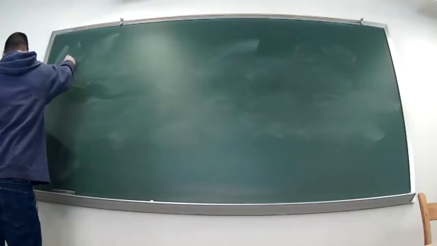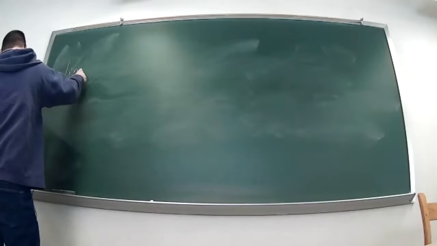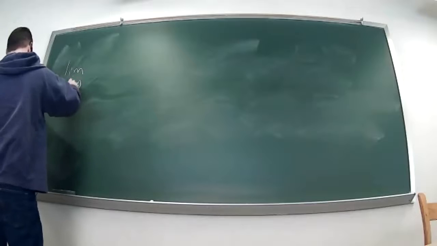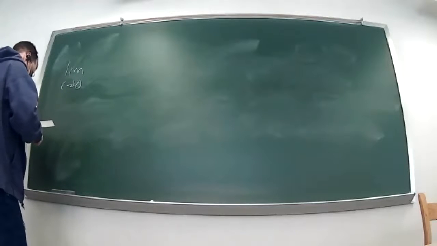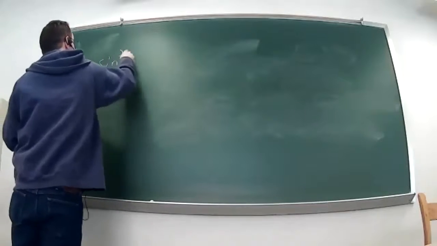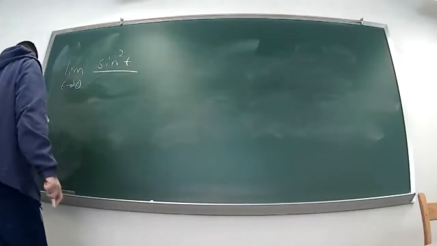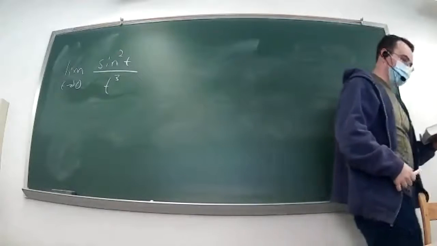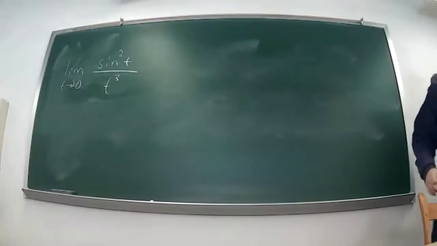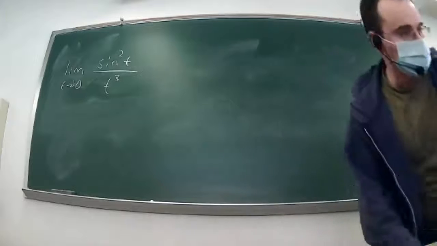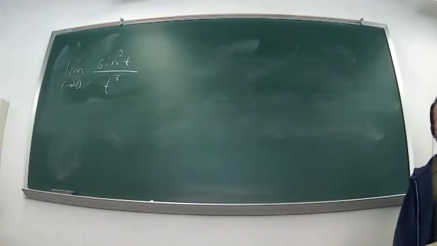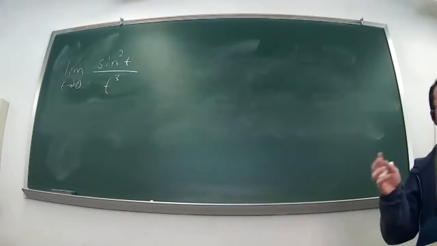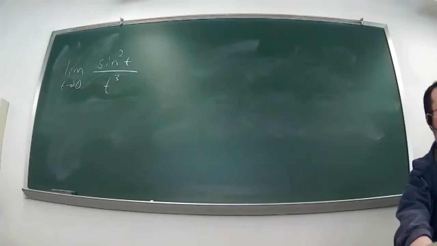It's the prior problem. So this is the limit as t goes to 0 of sine squared t over t cubed. So you see this on an exam, what are you going to do? As usual, you pause and you just take a deep breath and just think for a minute. How do you want to approach it? What comes to your mind?